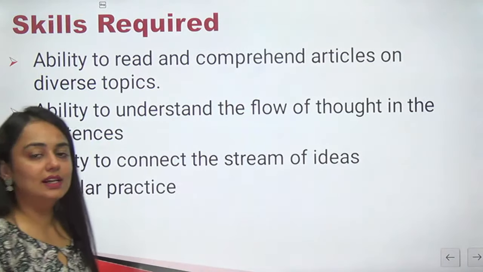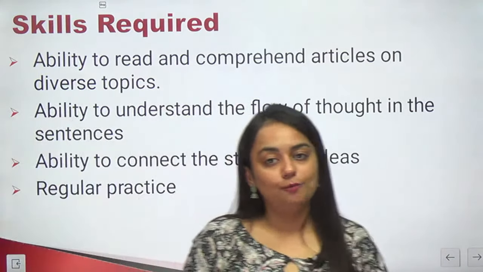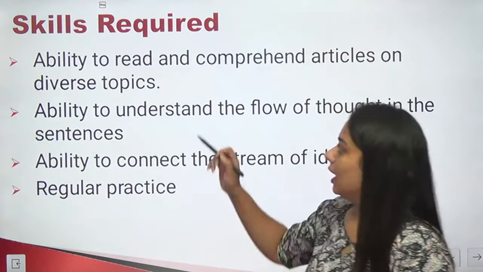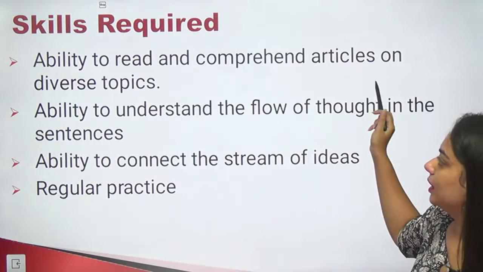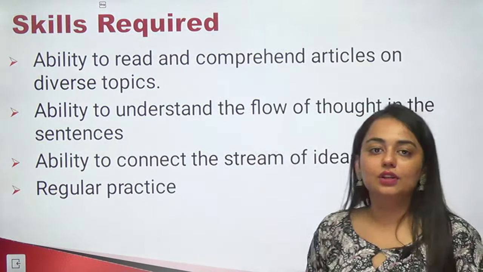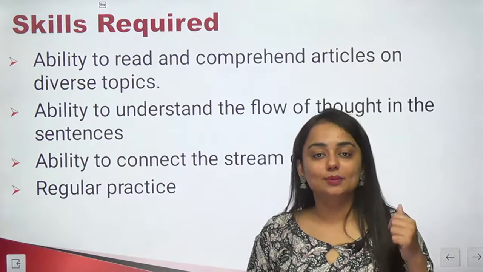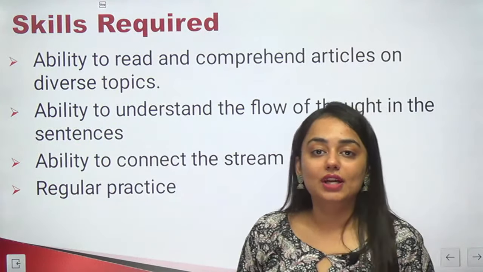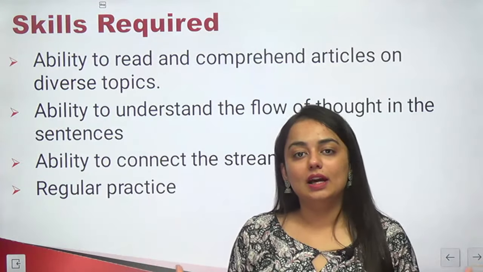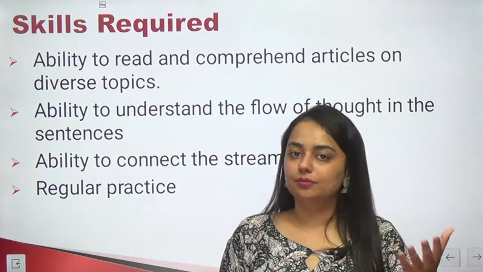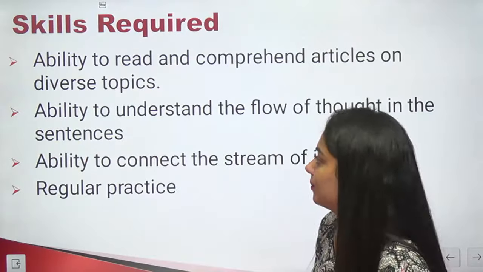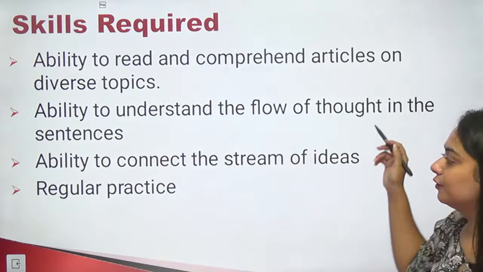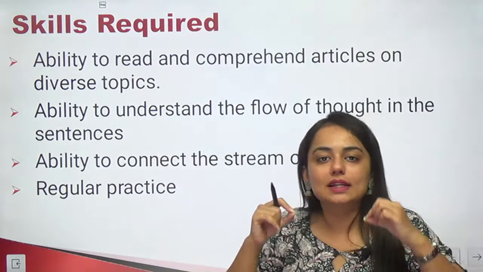So what are the skills required to deal with questions of para-jumbles? First, the ability to read and comprehend articles on diverse topics. Again, it demands that you should be a keen reader. You should read from diverse subject areas because para-jumbles can be from any area, any subject. Second, the ability to understand the flow of thought in the sentences.